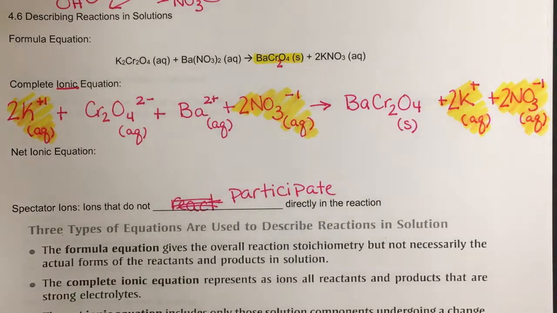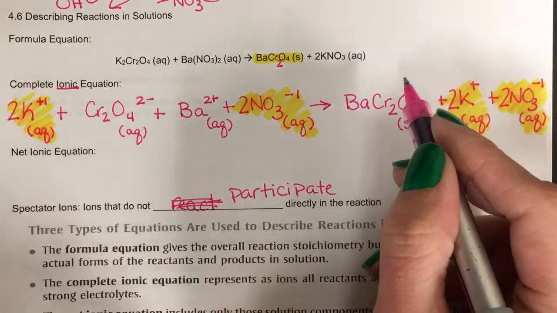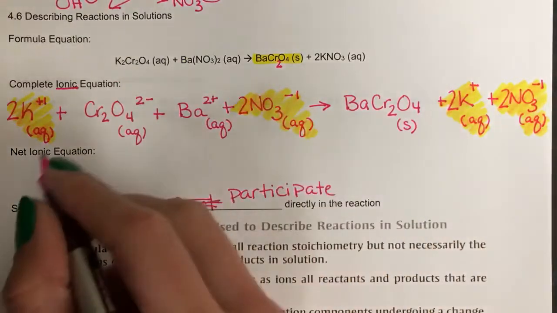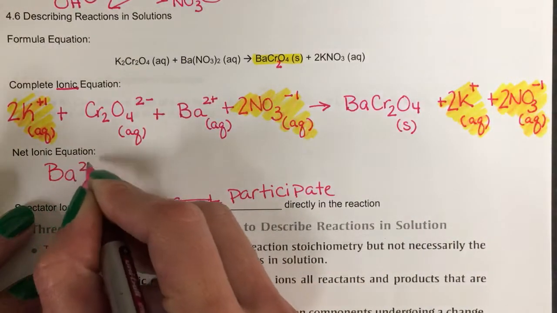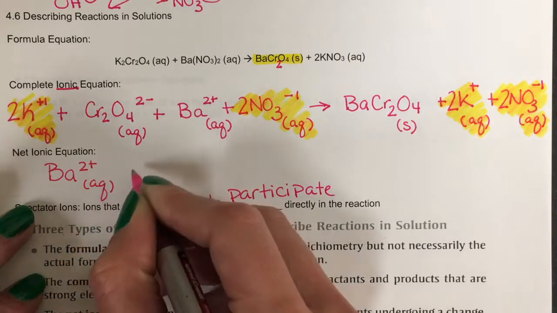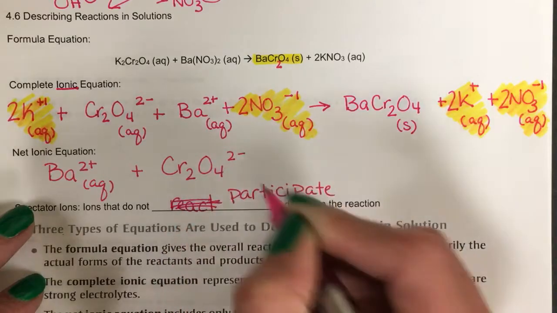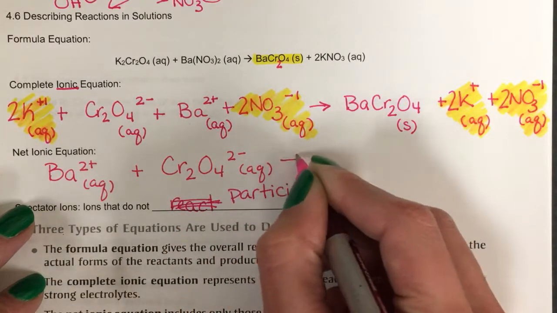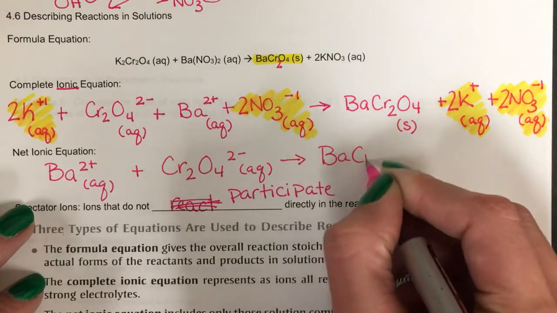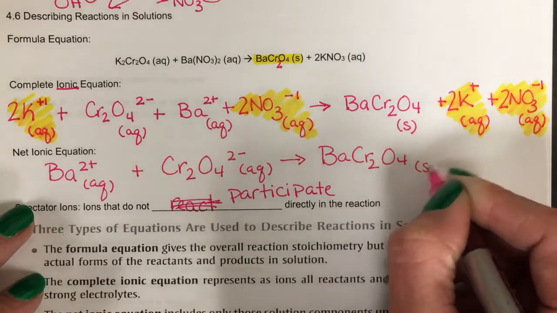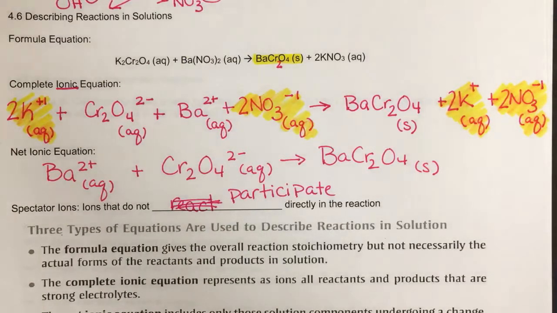My net ionic equation would only show the ions that change, the ions I needed to form my solid. Now, by convention, we usually write the cation first. So Ba2+ aqueous is reacting with Cr2O4 2- aqueous, and that is forming my solid. So the net ionic equation is showing the ions that actually reacted, that changed, that are precipitating out to form my solid.